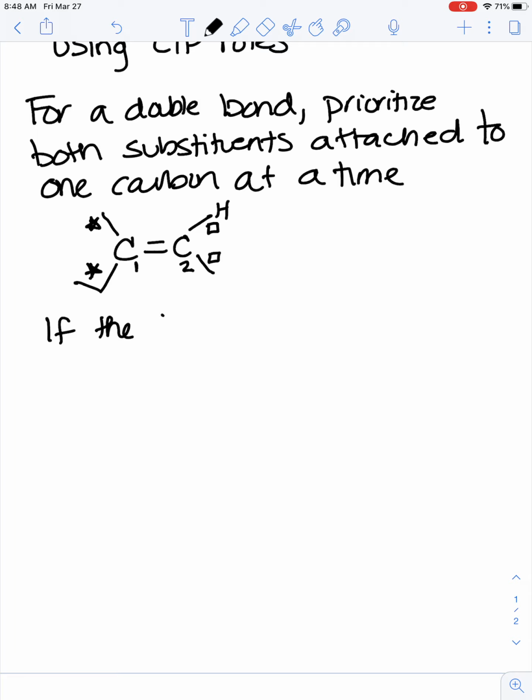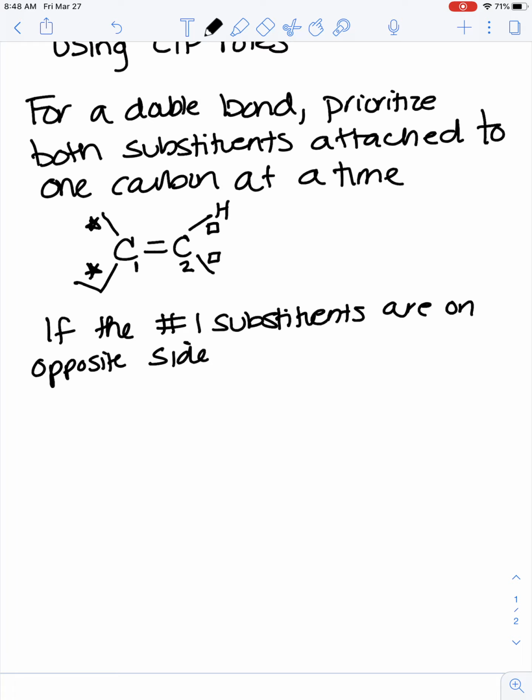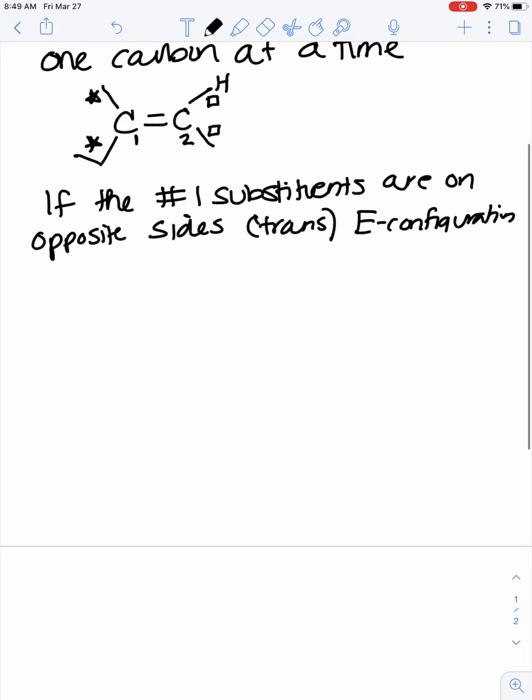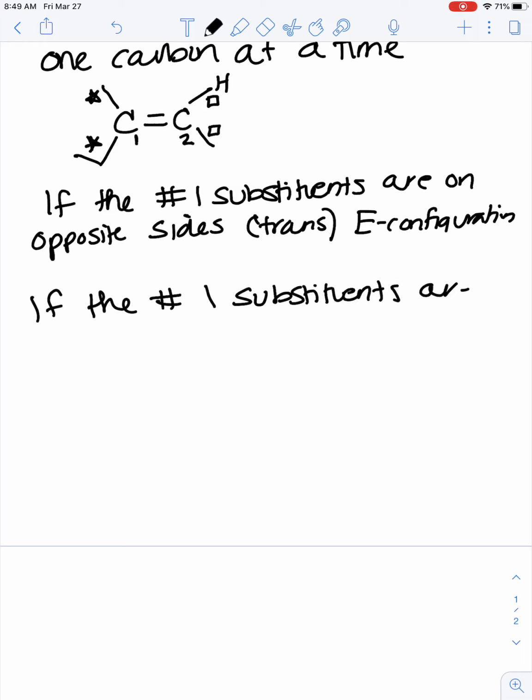If the number one substituents, the highest priority substituents, are on opposite sides, so they're trans to each other, this is going to be an E configuration. If the number one substituents are on the same side, so they're considered cis to each other, this is going to be a Z configuration.